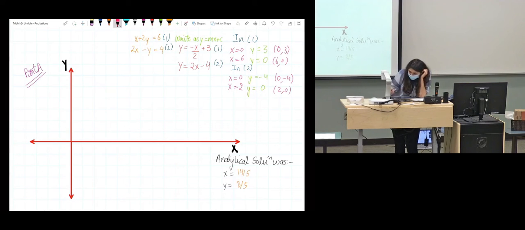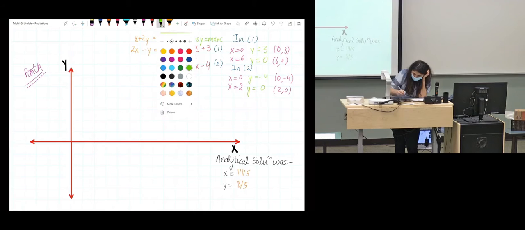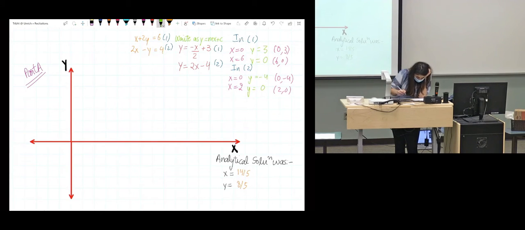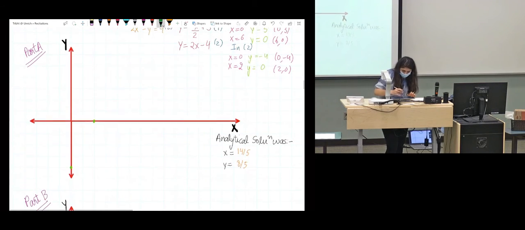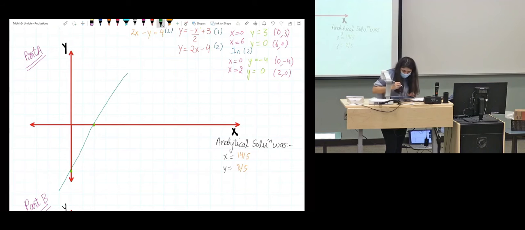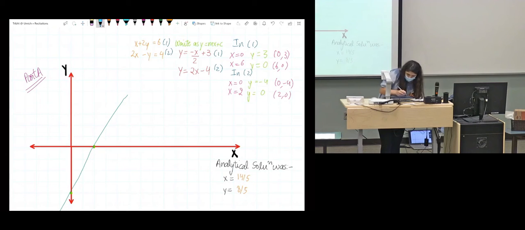Now let's try and find these points on our plot. Let's start with the second one. So 0, minus 4 means this point. And 2, 0 is this one. A line that goes through these points will hopefully go like this, right? And then similarly you get 0, 3 and 6, 0.